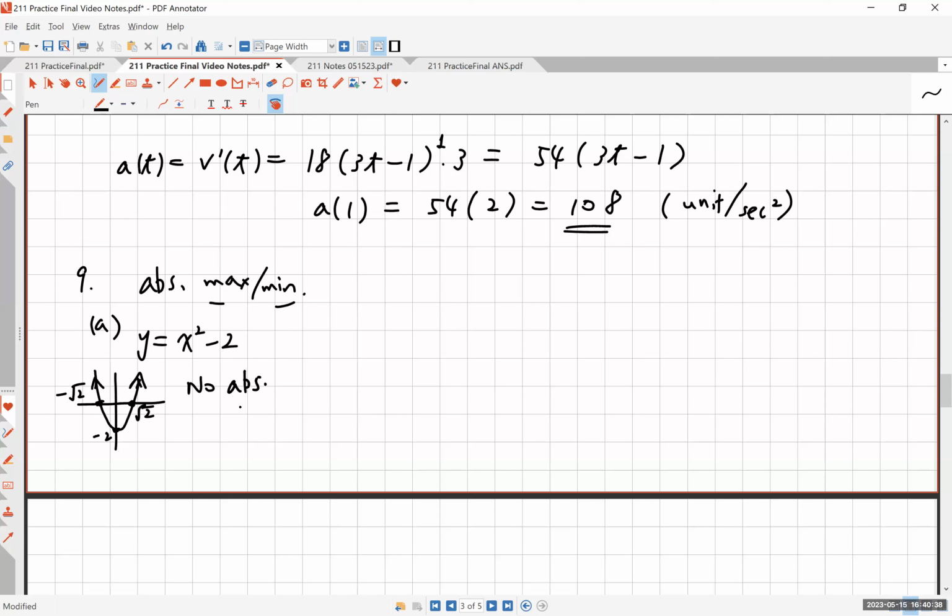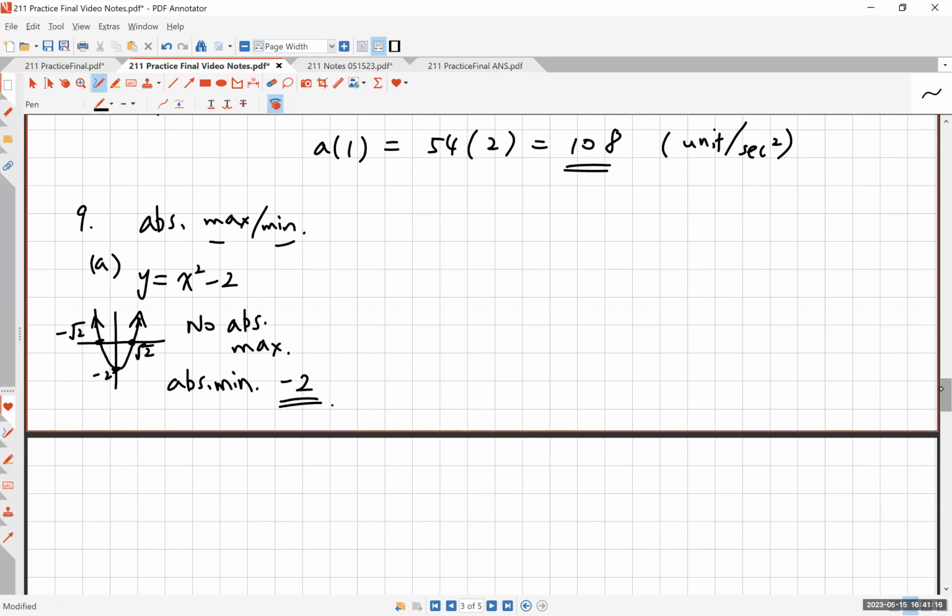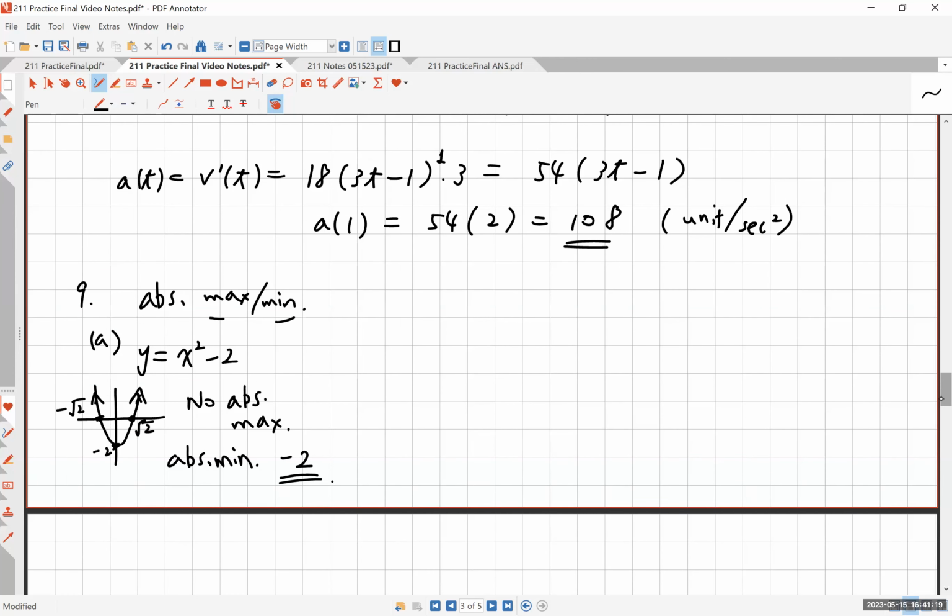So no absolute maximum. But there is an absolute minimum because clearly there's a lowest point, and that's going to be negative 2. Okay. Remember, you are to give the y value if you are asked to find the absolute minimum. If you are asked where the absolute minimum occurs, or at what x values, then you would say the absolute minimum of negative 2 occurs at x is equal to 0. Okay, it's right here. But if you're simply asked for the absolute minimum value, that would be negative 2.